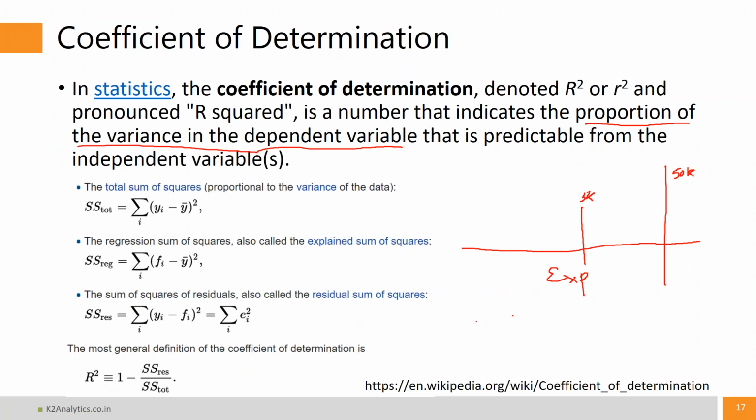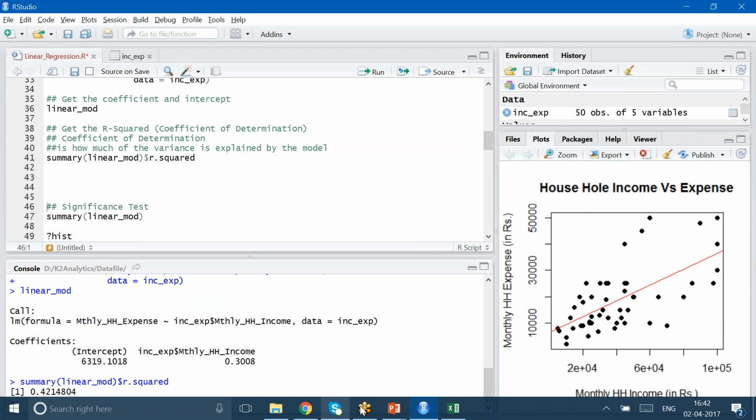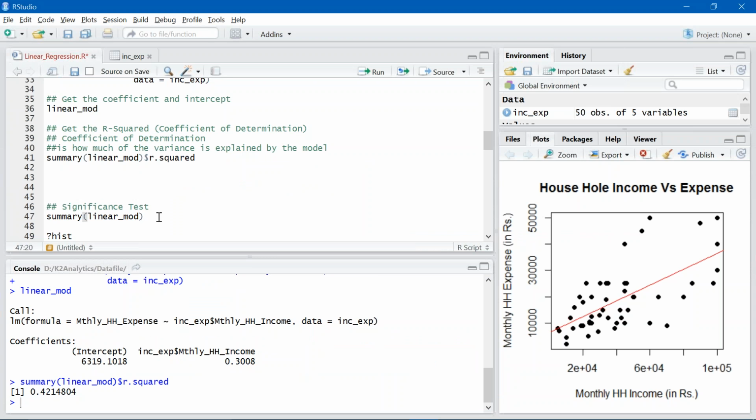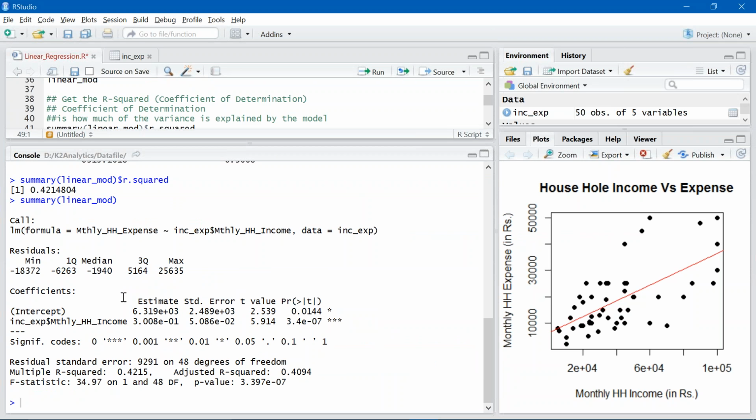Just before we go into multiple linear regression, let us understand one more element. I have explained R squared. If you run the summary function, you will get the complete statistics of the model. So let me quickly run a summary function. Summary of the linear model. This is the complete statistics of the linear model. So here it shows you the estimate, which is 6,319. This 6,319 is the intercept, and this is the beta.